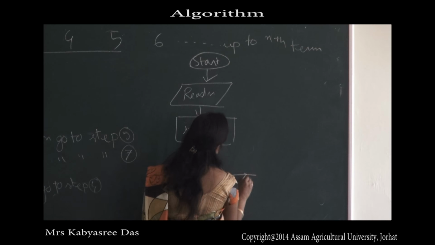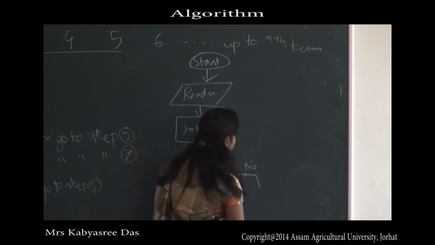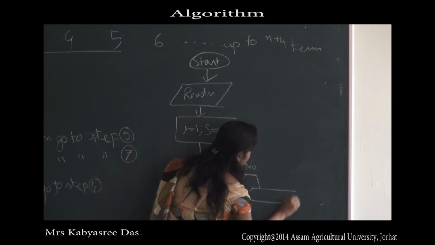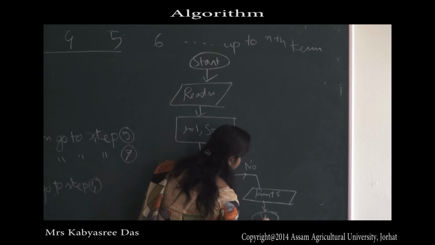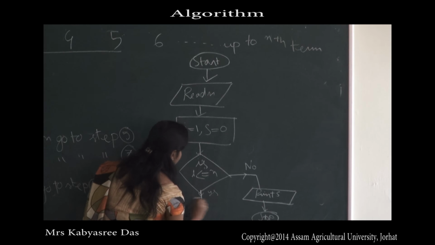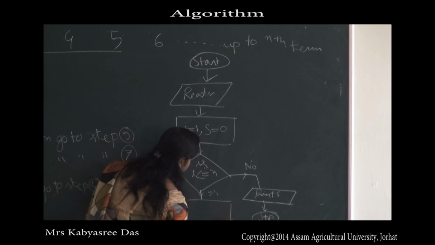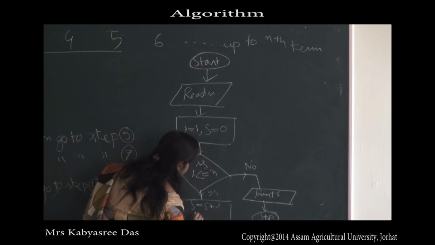If it is no, then print S. So you write here print S. If it is yes, then you can write in the same step S equal to S plus I and I equal to I plus 1.